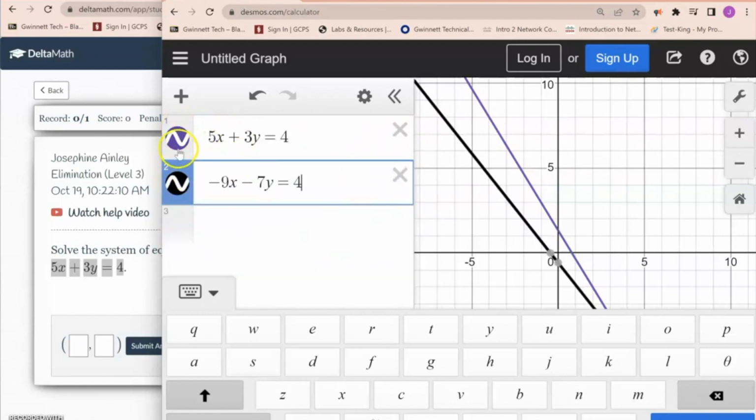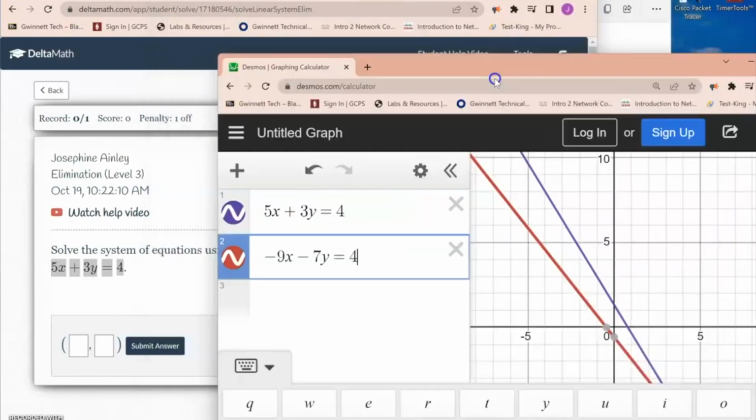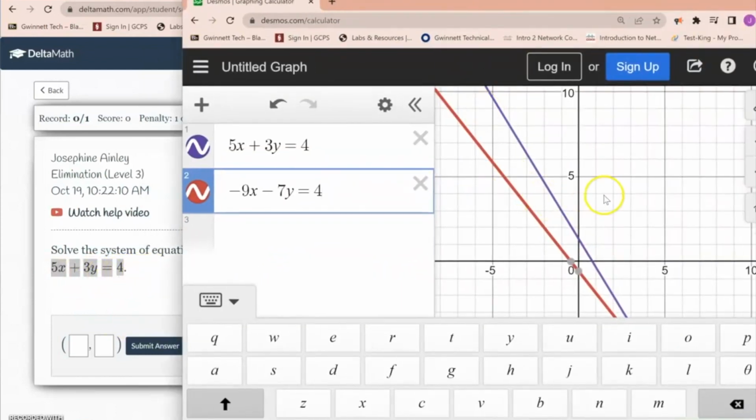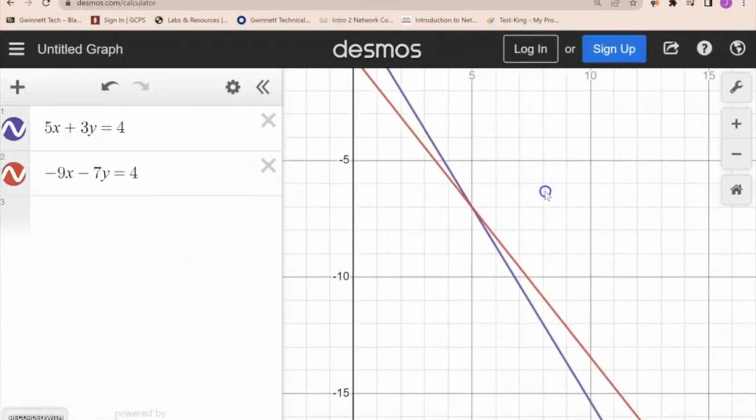Make sure they're two different colors. If they're not two different colors, go ahead and Control C again, Control V, and then cross out the extra one. Always make sure it is what is in the question. Negative 9x minus 7y equals 4. 5x plus 3y equals 4. Perfect. So again, anytime you're solving a system of equations, the intersection is the solution.